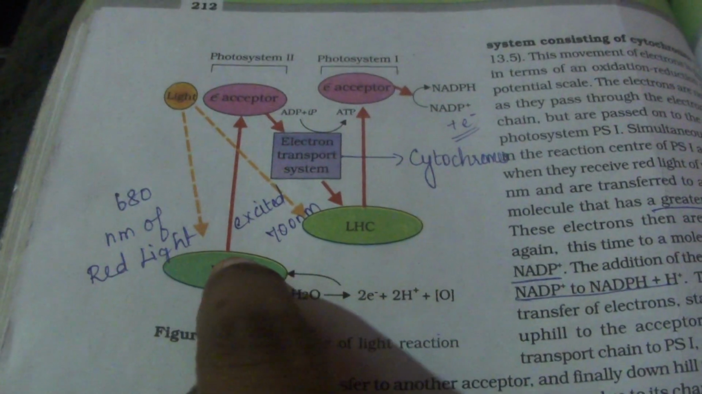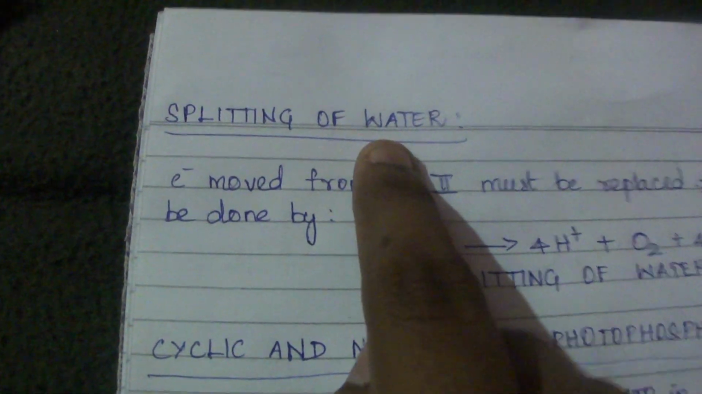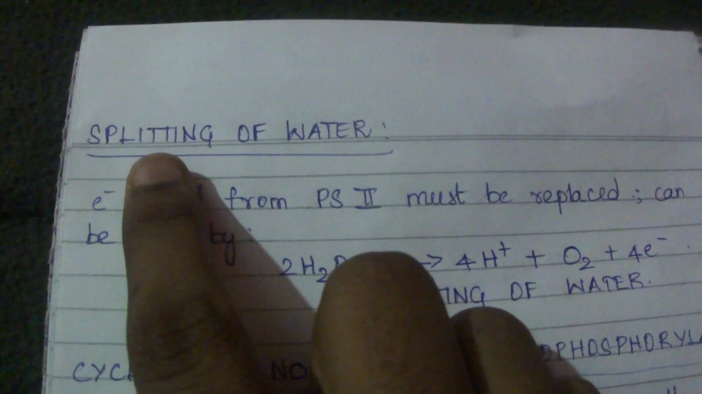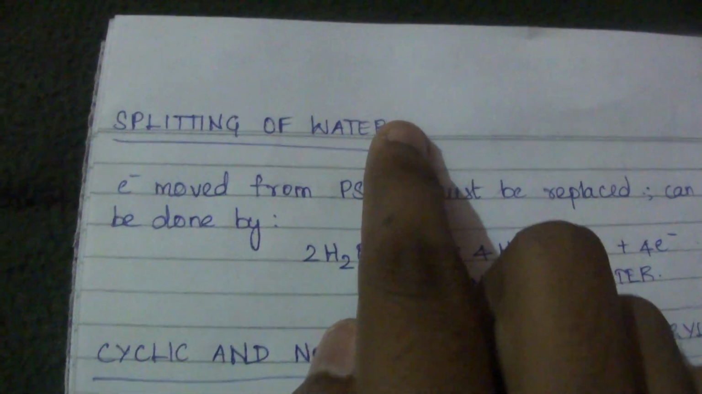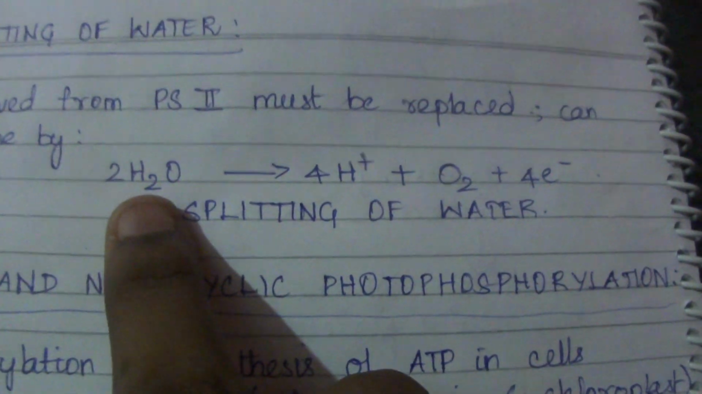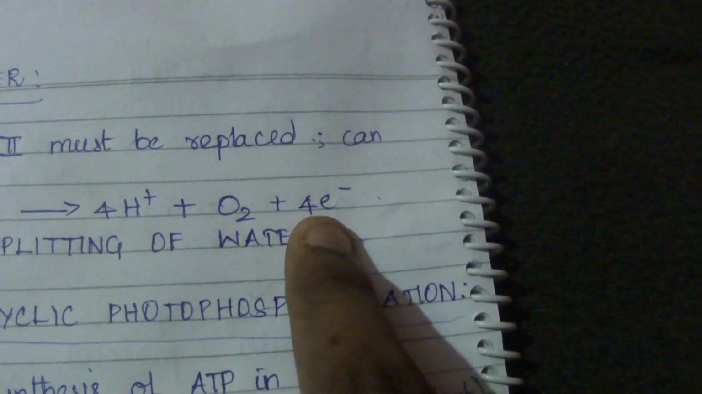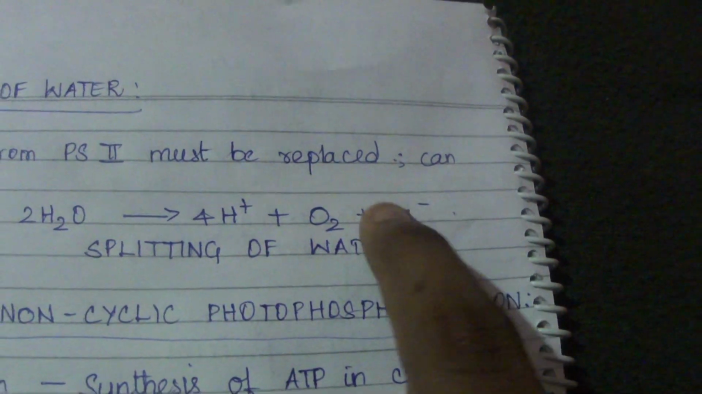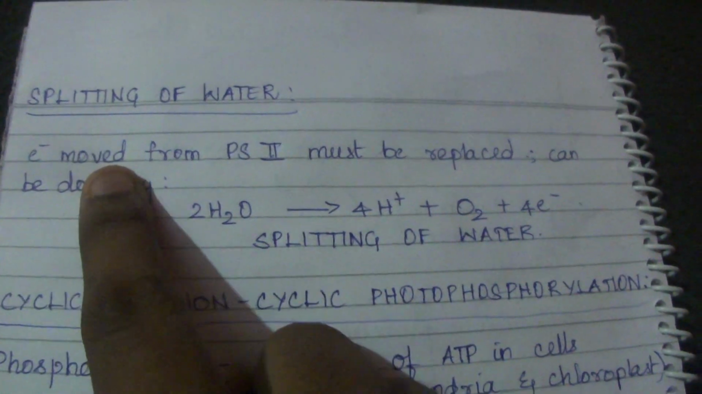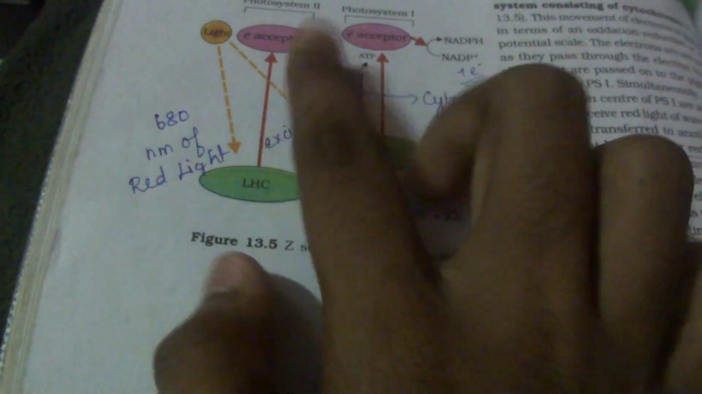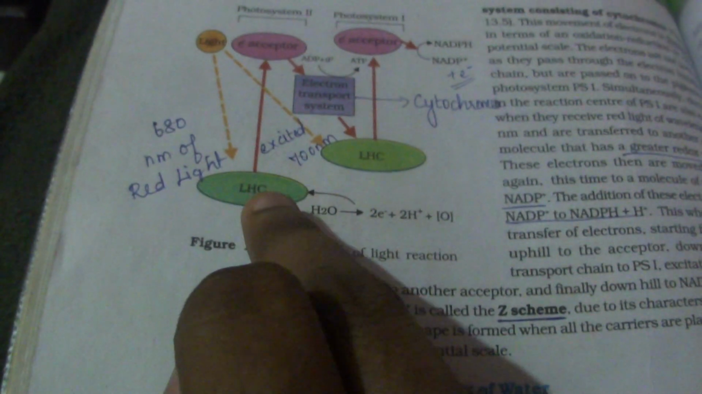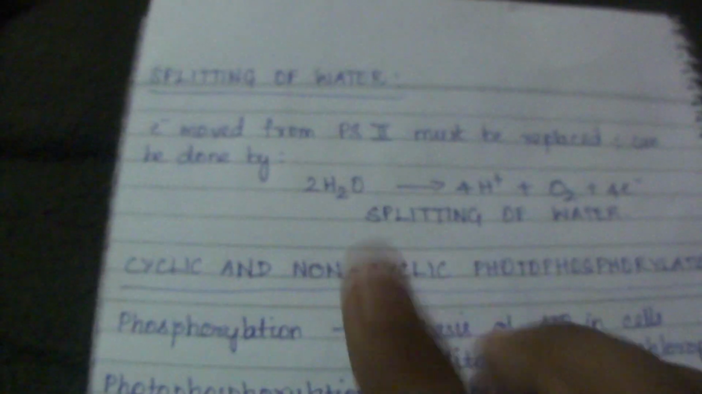The electrons which are moved are replaced by splitting of water. How is it replaced? By a phenomenon known as splitting of water. So water gets split, that is H2O gives 4 H plus ions, 4 protons, oxygen and 4 electrons. These 4 electrons replace the electrons which were moved from PS2. From here it moves here, here, here, so the electrons will go away, and those electrons are replaced by the splitting of water. That is what splitting of water means.